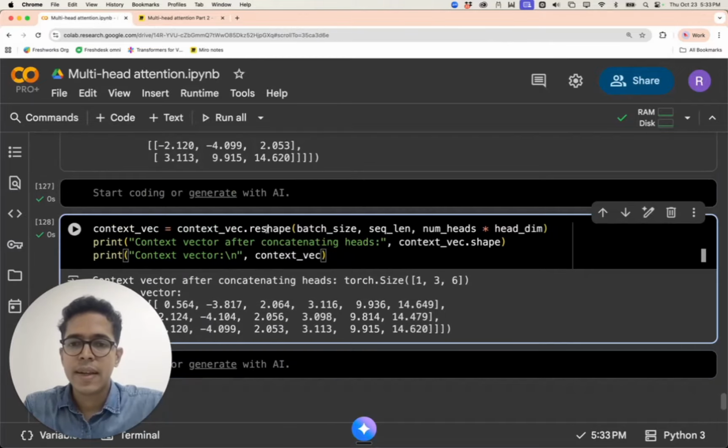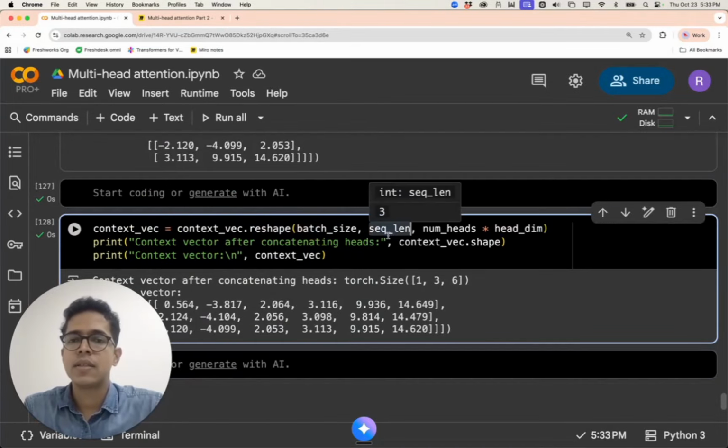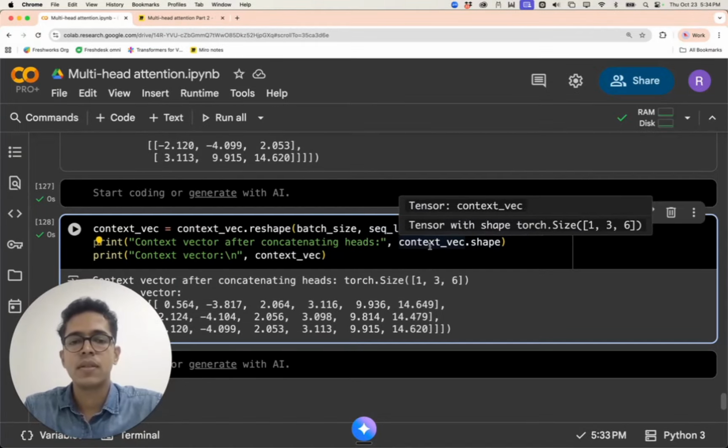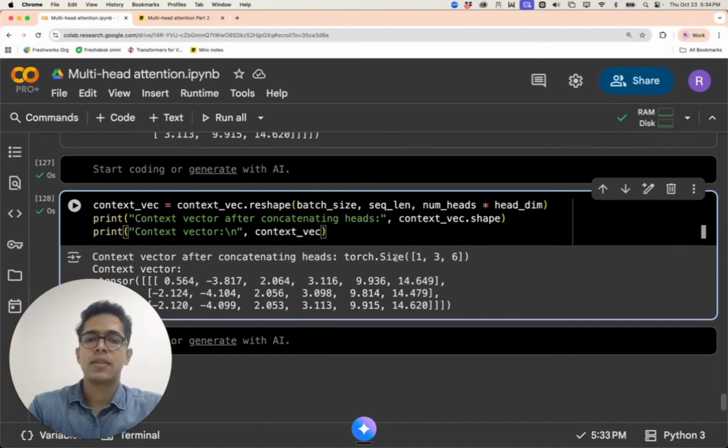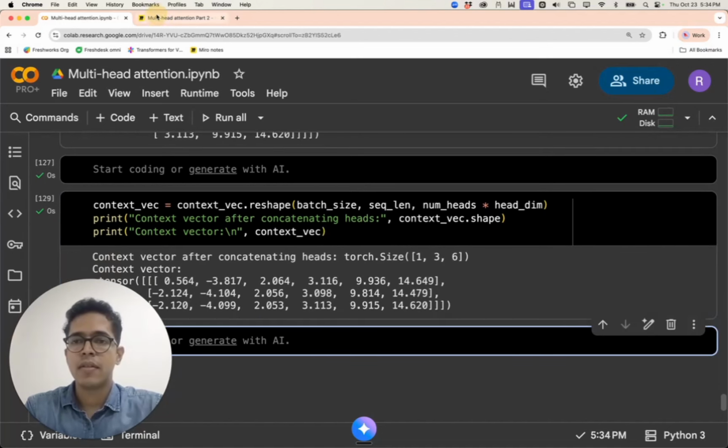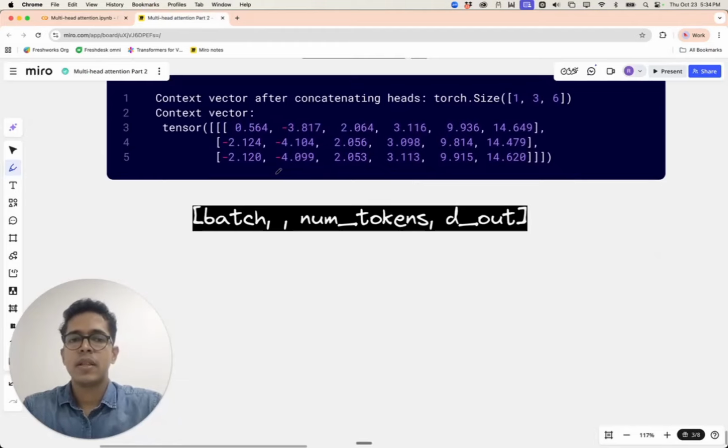So we say reshape it such that the first dimension is batch, the second dimension is the sequence length, which is the context window or the number of tokens. The third dimension is basically the product of the number of attention heads and head dimension, which is 6. So it won't be 1, 6, 3, it will be 1, 3, 6.